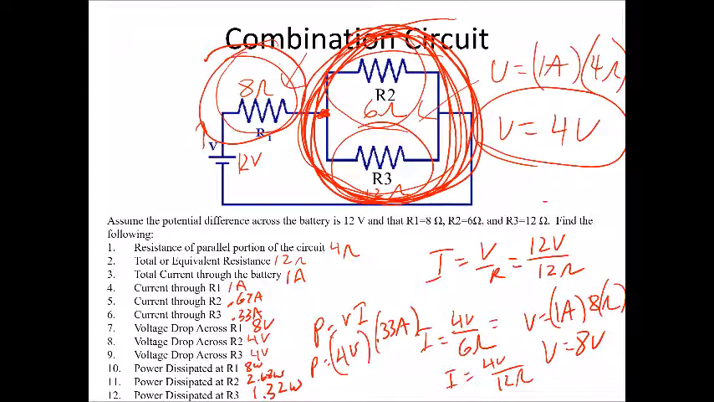So that's a combination circuit. You want to first find the parallel portion of the resistance. Think of that parallel part of the circuit as one series resistor, and then use series rules to work your way through the circuit.